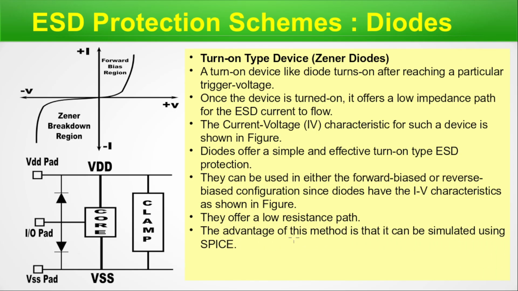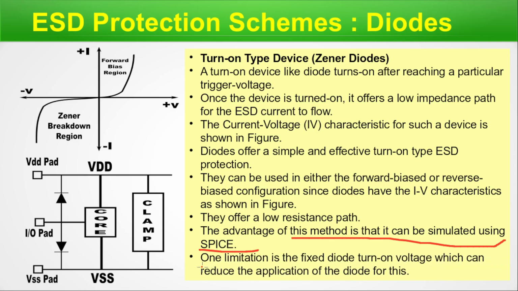The advantage of this method is that it can be simulated using SPICE. So you can use your SPICE simulation program to check this kind of operation. One limitation is the fixed diode turn-on voltage, which can reduce the application of the diode for this. We can only use a fixed level of voltage. As I have just talked about, based on the design, you have to give a fixed voltage. Whether you are using the forward voltage here or the reverse voltage here, this is fixed. You cannot change it. It's not dynamic. It's very static. This is the limitation. So here we have talked about diodes.